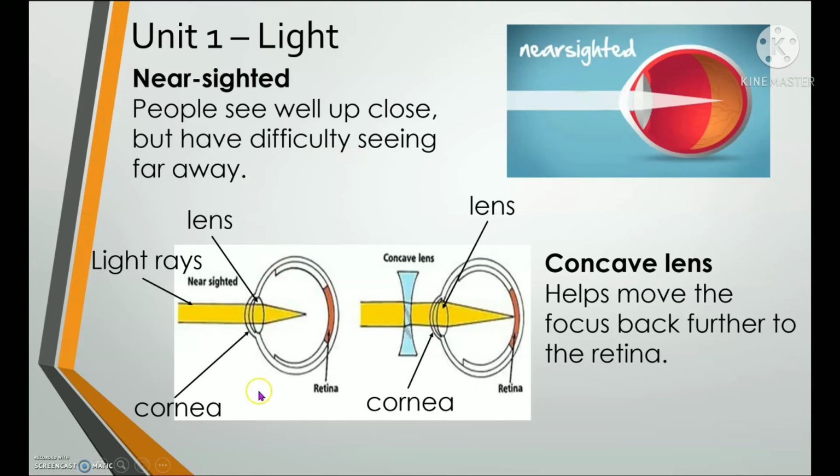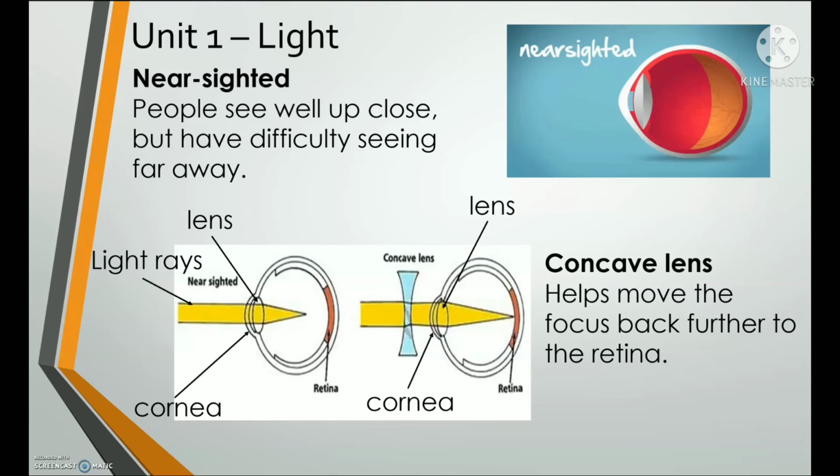Okay, so let's try to figure out this picture right here. So this is a nearsighted eye. The cornea is curved. So when the light rays enter the lens of this person, it is converged at this focal point. The light focuses in front of the retina, which causes the image to be blurry when it's far away.